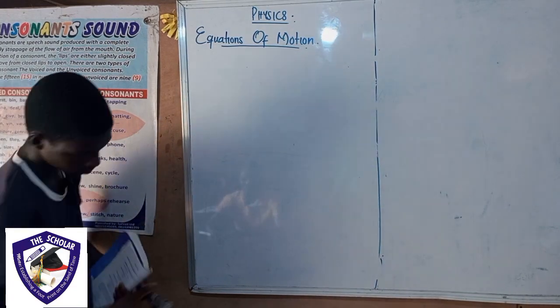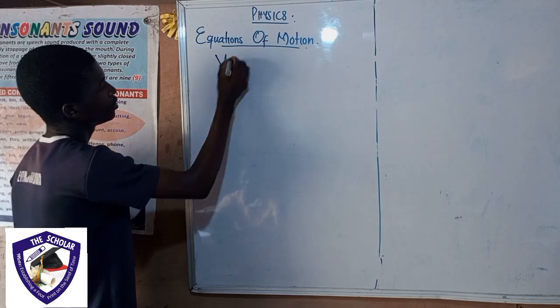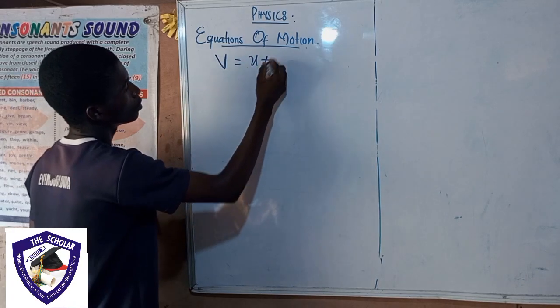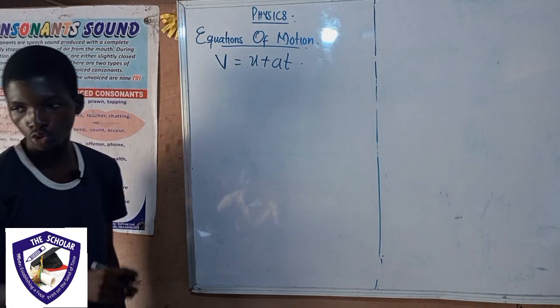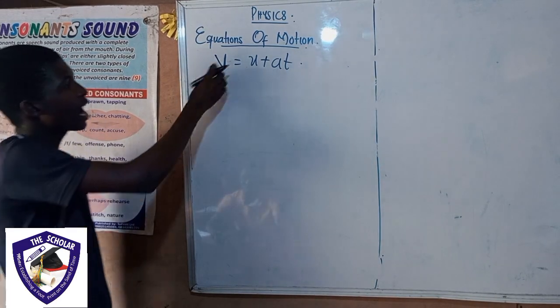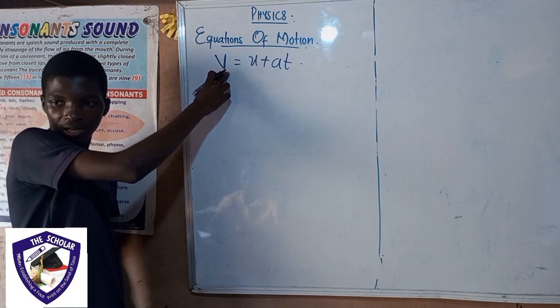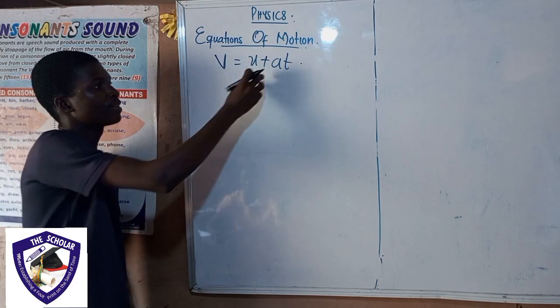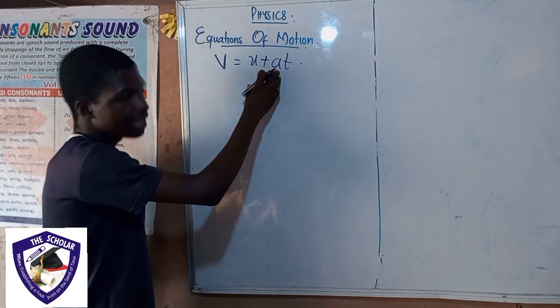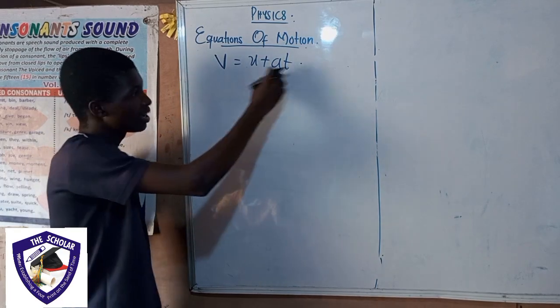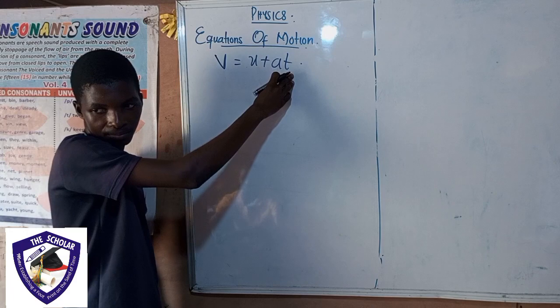First one. We have the first one to be V equals U plus AT, where V is representing my final velocity and U representing the initial velocity. My A is representing the acceleration and my T is representing my time.